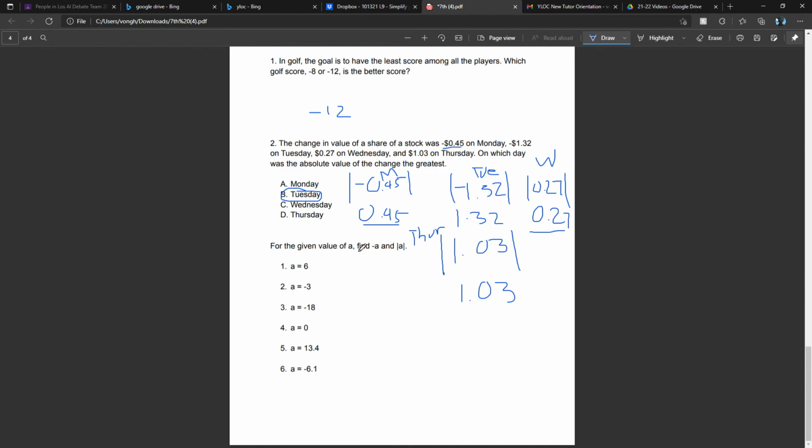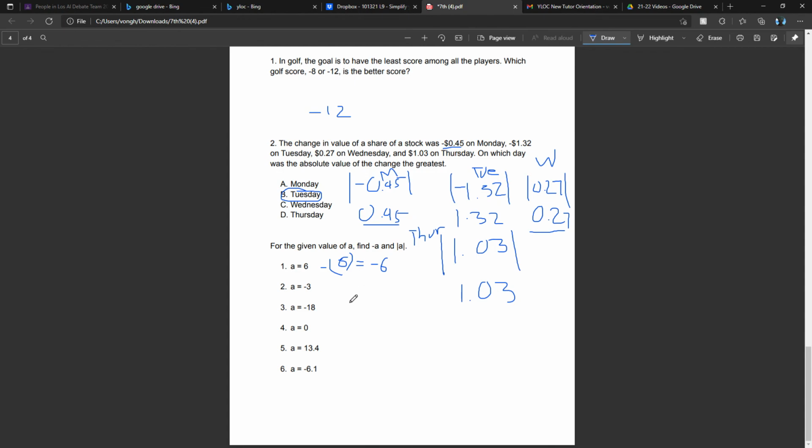So given the value of A, find negative A and then the absolute value of A. So we know that A equals 6. So all we have to do is just plug it in like this. To find negative A, you just write what is given, just 6. Now you want to do it in parentheses, and then you write a negative on the outside, and that just equals negative 6.